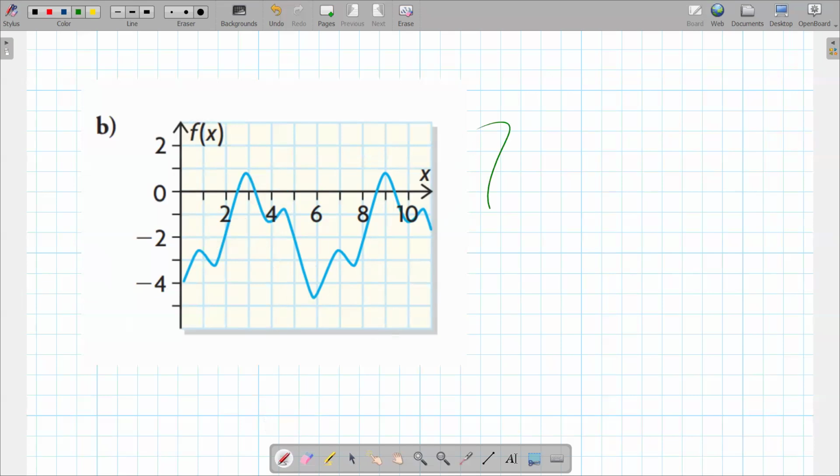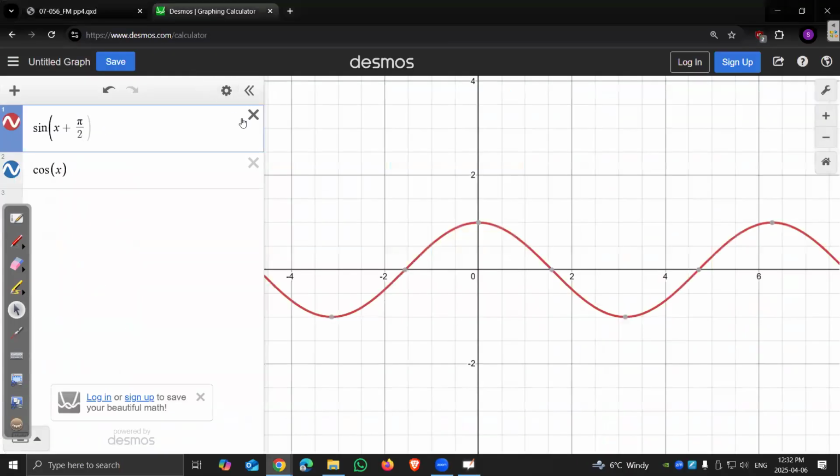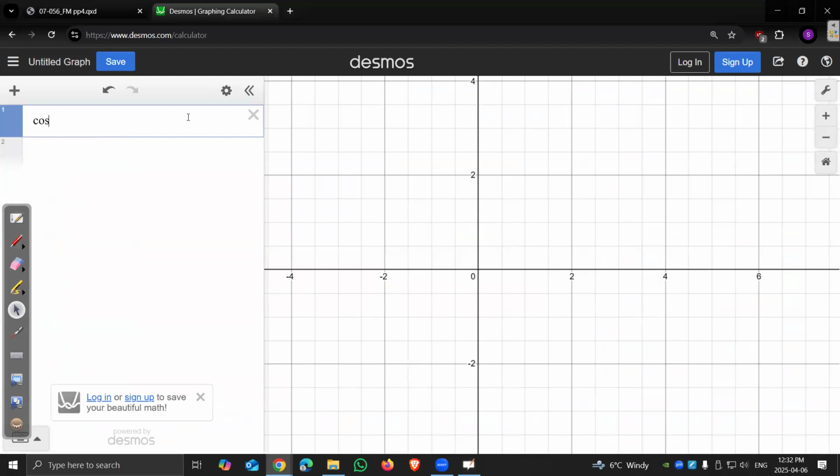In fact, this one is a combination function. So where's it starting? It's starting at a minimum. So it's cosine, but it's not cosine of x. It's cosine of something else. We don't need to decipher this, it's just for fun. So it went up and down, so there was a periodic function within a periodic function.